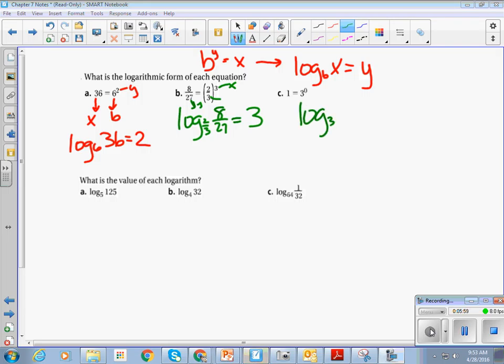And then the last one would be log base 3 of x, which is 1, equals 0. X is 1, y is 0.